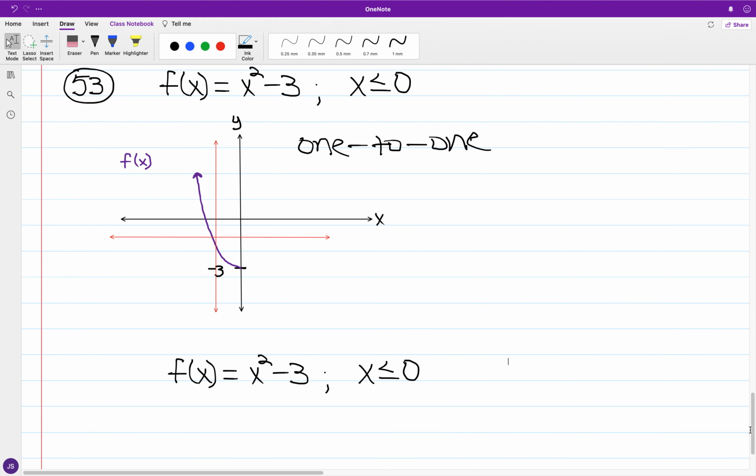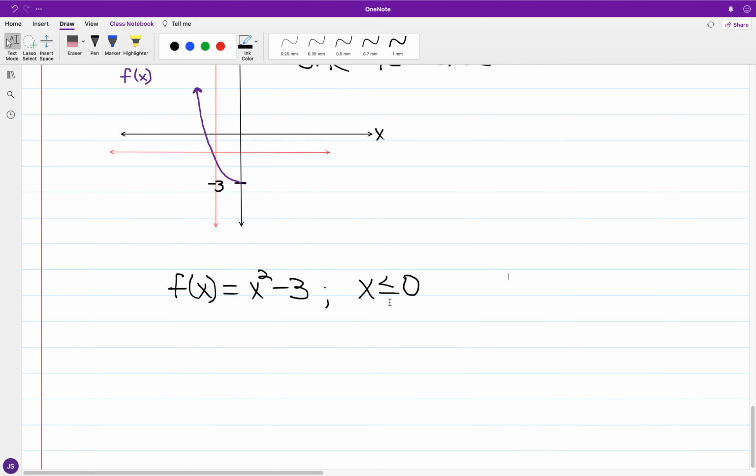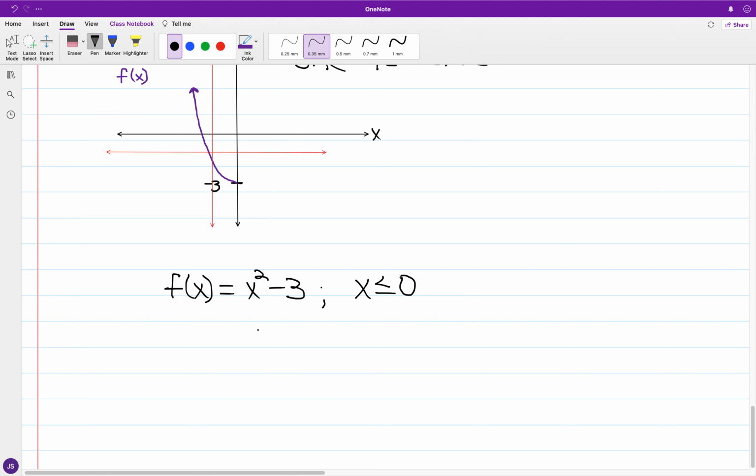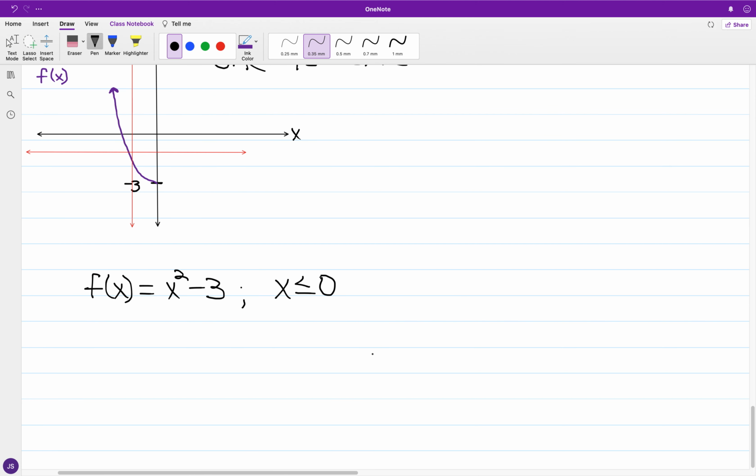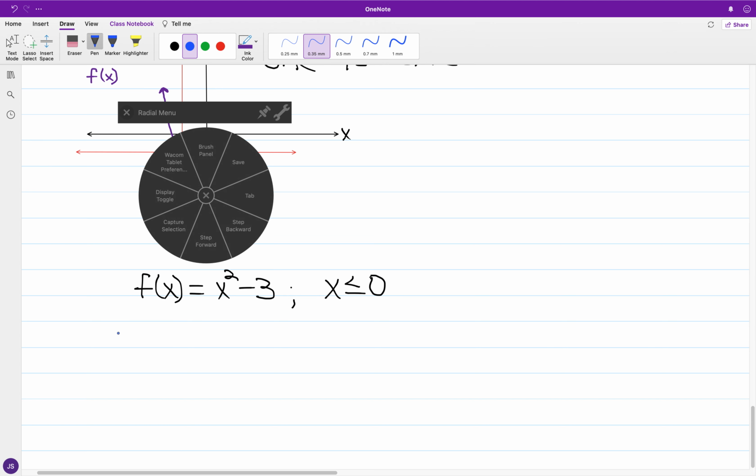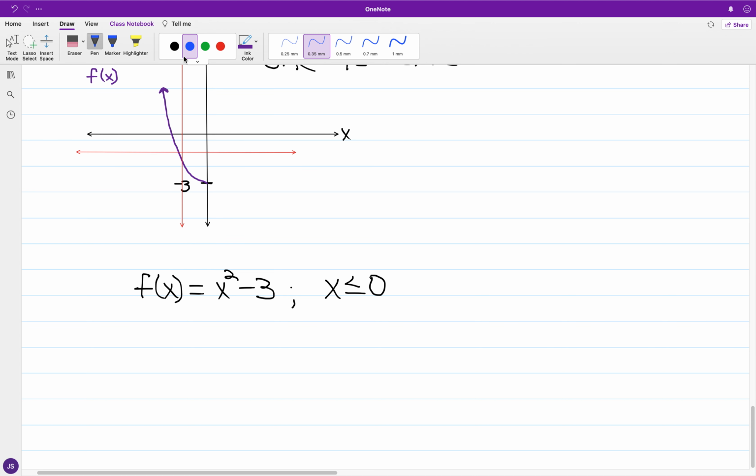I'm just going to mention, okay, so we have in the description that x is less than or equal to 0. Okay, so just for what we have for starters. We have f of x equal to x squared minus 3. And this is already in the illustration.